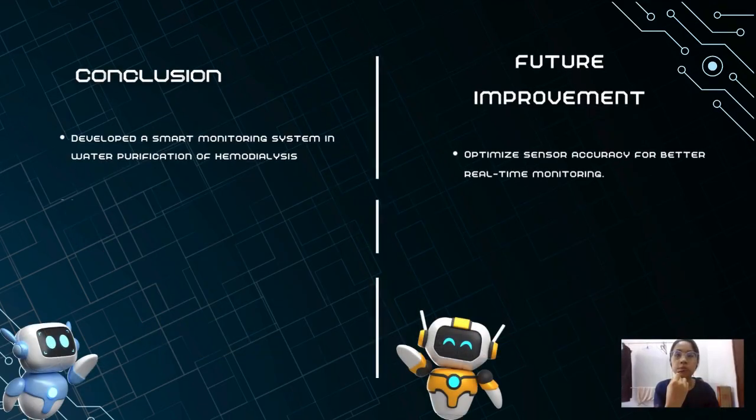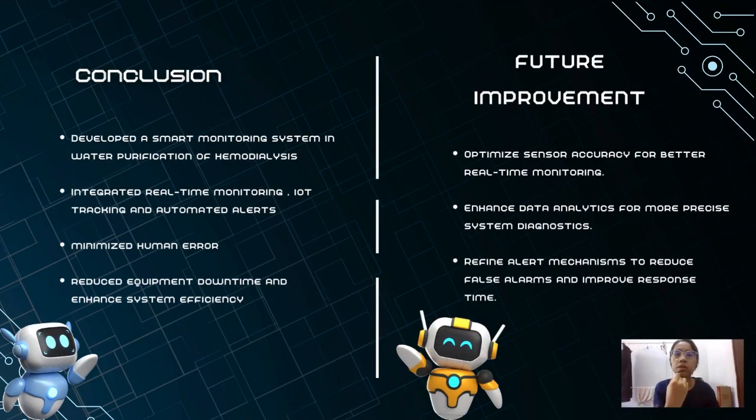As the conclusion for this project, we have successfully developed a smart monitoring system for water purification in hemodialysis, and also successfully integrated real-time monitoring, IoT tracking, and automated alerts. We also introduced a method to minimize human error, and a method to reduce equipment downtime and enhance the system efficiency. For future improvement, we can optimize the sensor accuracy for better real-time monitoring, enhance data analysis for more precise system diagnostics, and refine the alert mechanism to reduce false alarms and improve response time. Thank you.